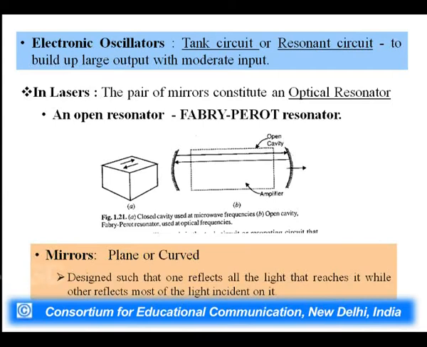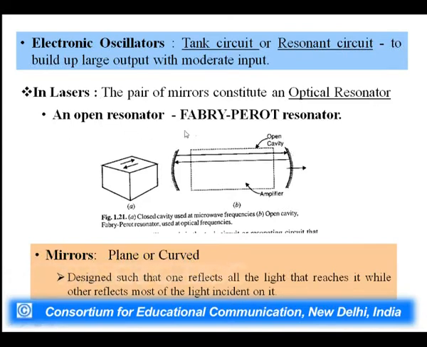An electronic oscillator is a tank circuit, or a resonant circuit, used to build up a large output with moderate input. In a laser, this oscillator is known as the optical resonator or the cavity. The pair of mirrors constitutes an optical resonator. There are two mirrors, one partially reflecting on this side and one fully reflecting on this side. This is the open cavity, and amplification takes place in this chamber.